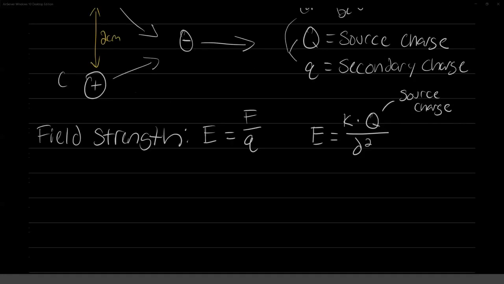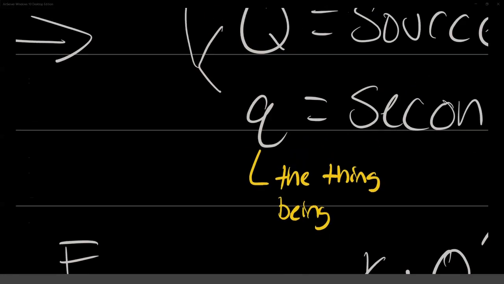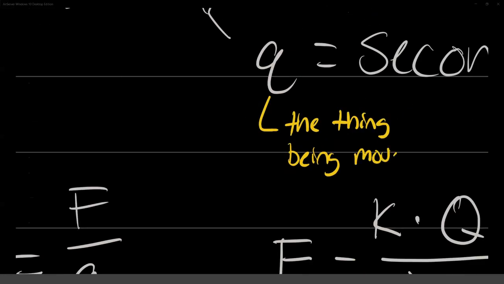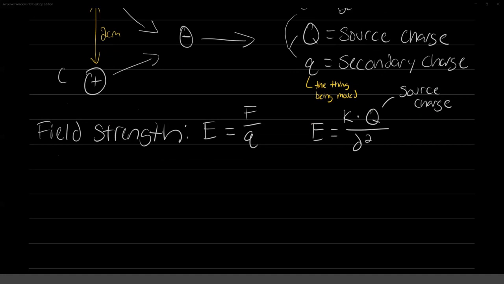Okay, so we can maybe say the thing being moved. And so then that would make sense that the uppercase Q is like the source charge then, right? Yeah, that sounds good. Okay. So hopefully that clears that up a little bit. I think it makes a little bit more sense to me.